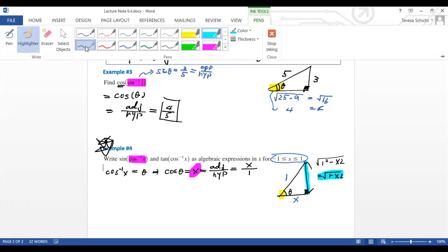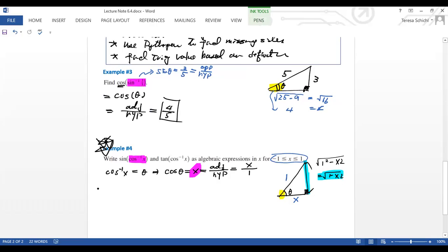Now let's take a look. Finally, I'm looking for the sine of arccosine x. Remember, arccosine x is theta, so it's sine theta. What is the sine? It is opposite over hypotenuse. So it's the square root of 1 minus x squared over 1. That is the opposite over hypotenuse. So the answer will just be the square root of 1 minus x squared, right?